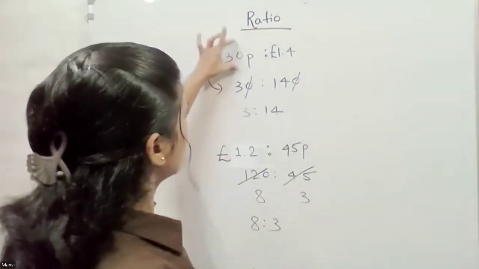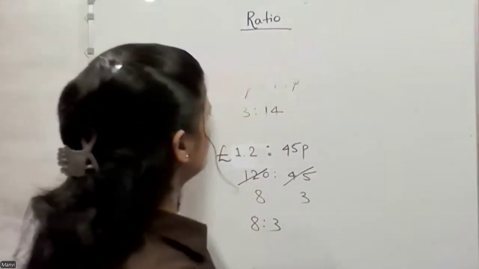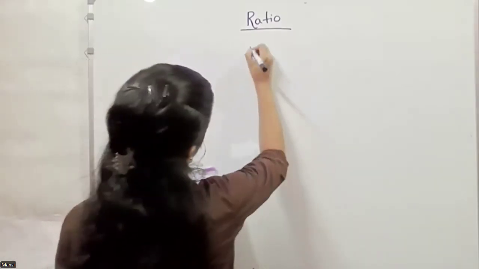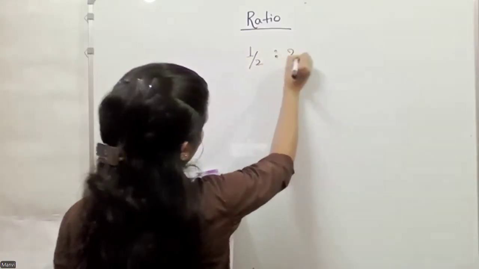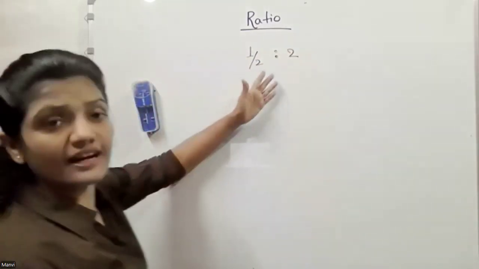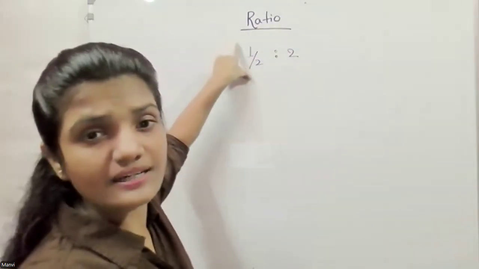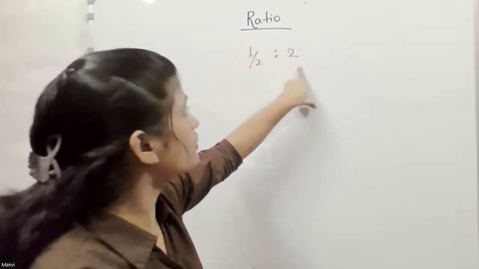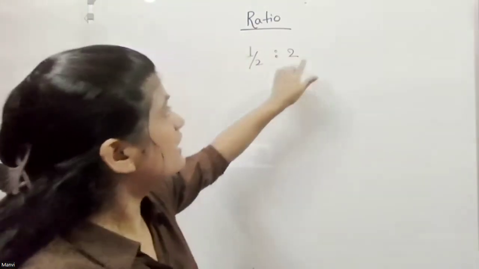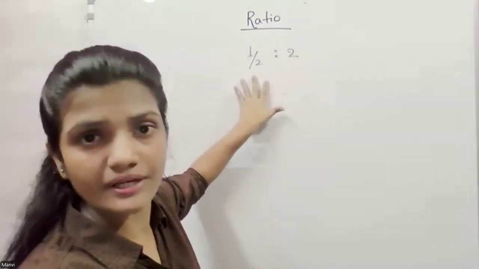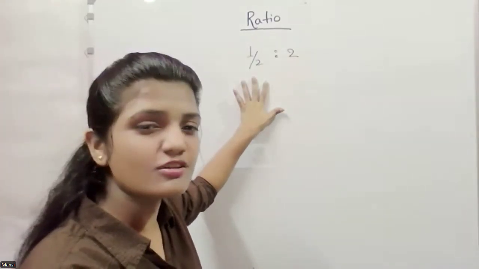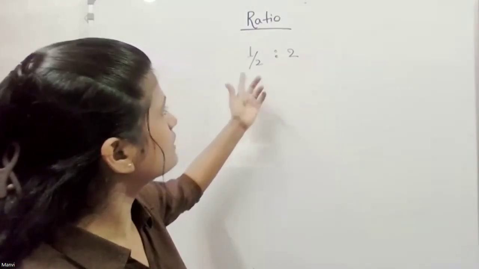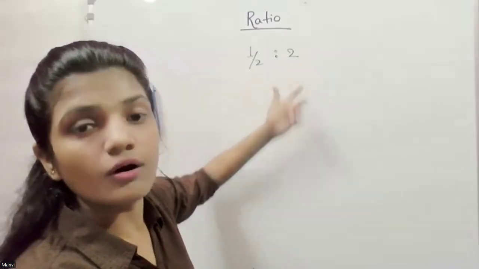Sometimes we are comparing a ratio with a fraction. For example, if I have the ratio half ratio 2, here we can't simplify because the first part is given in fraction and the second one is in whole number. It will become easier if both are in whole numbers. So we try to convert both into whole numbers.